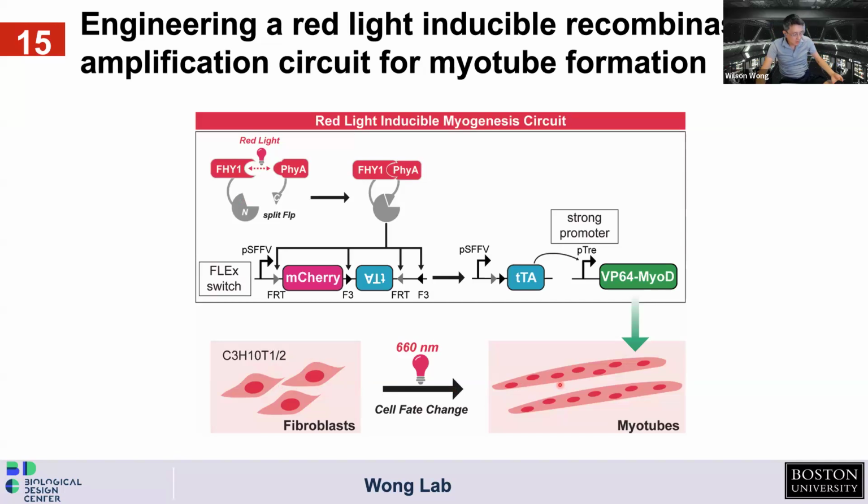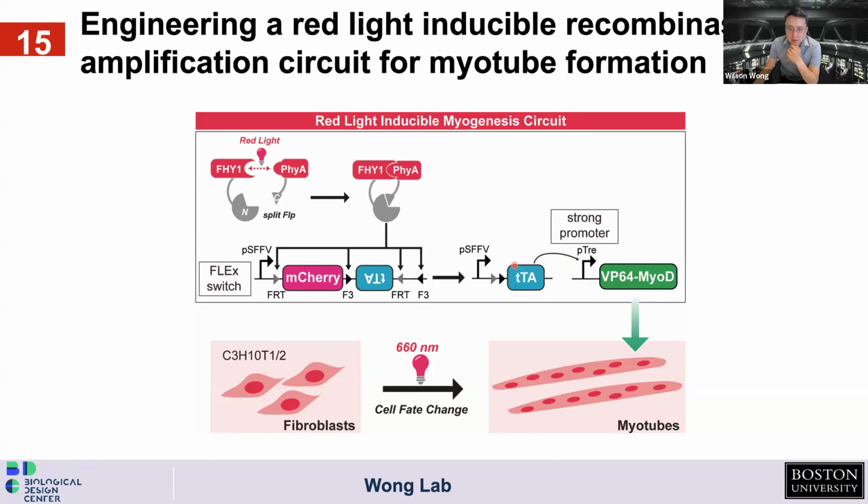So we ended up having to build a sort of amplification system. So this is a flex switch. It's a little complicated. What it does is that ultimately we want to drive, let's go on the right a little bit, we want to express MyoD. If MyoD is expressed, then it will convert fibroblast into this myotube. Now, in order to express it, it drives through a very powerful promoter, so that it expresses enough of this protein.